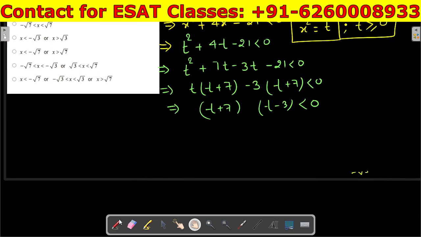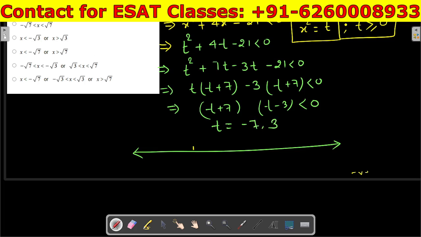After this, what we do, we will plot a number line and we will see what the roots are here. So roots are basically minus 7 and 3. So we will mark the roots on the number line. So this is minus 7 and 3. Due to these two marks of roots, this number line gets divided into three parts. Let us suppose this is the first part, this is the second part, and this one is the third part.